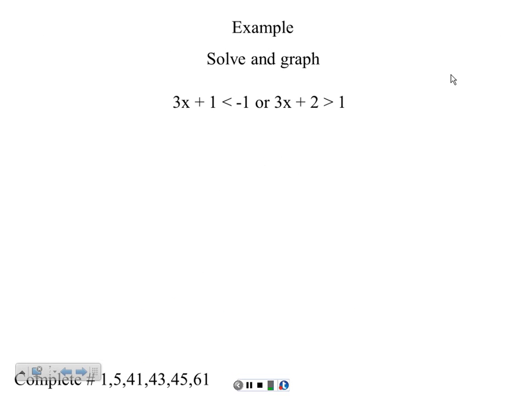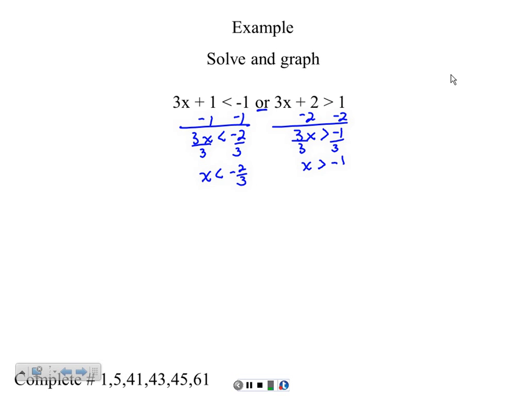Alright, so let's try one more. Here we have a disjunction. I know that because I see the word or. So let's solve the one on the left. We'll minus 1 from both sides. And so we'll have 3x is less than negative 2. Divide both sides by 3. And we have x is less than negative 2/3. The one on the right, we'll minus 2 from both sides. And so we'll have 3x is greater than negative 1. And so we'll divide by 3. And so we have x is greater than negative 1/3.